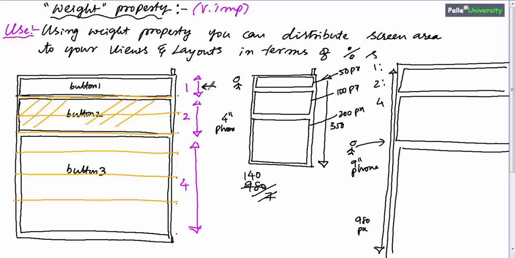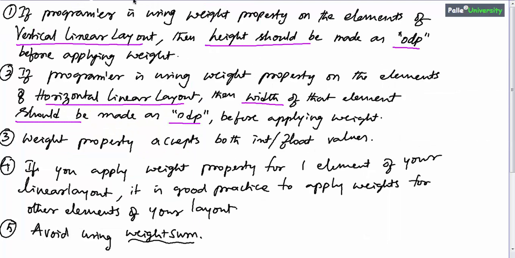These proportions will be given automatically by your UI team, whoever prepares the screenshots. They will tell you the proportions. Fourth point is, if you apply weight property for one element of your linear layout, then it is always a good practice to apply weights for the rest of the other elements also, so that the outcome will come more accurately. Fifth point is, which I will discuss later, avoid using weight sum property. I will explain the reason later.